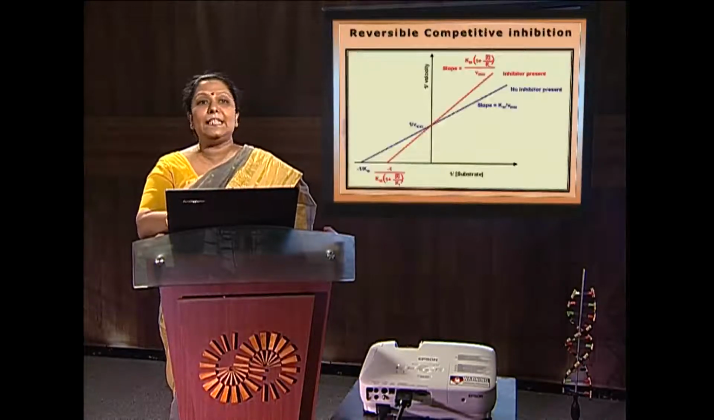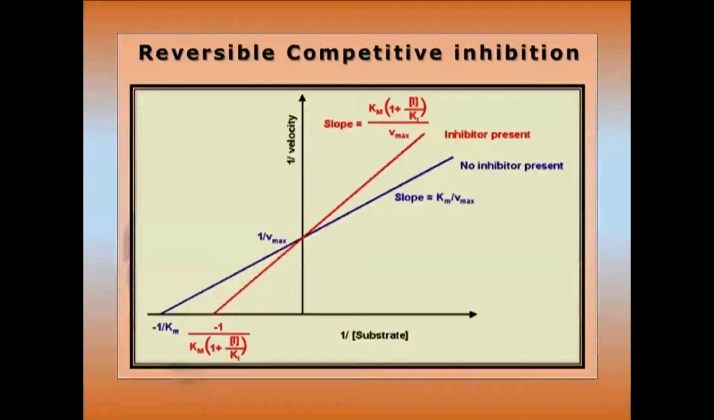But reversible inhibitors can be eliminated by dialysis. They make non-covalent hydrogen bonds, polar interactions and so on, so they can be removed. There are three types that I have already told you: competitive, uncompetitive, non-competitive.